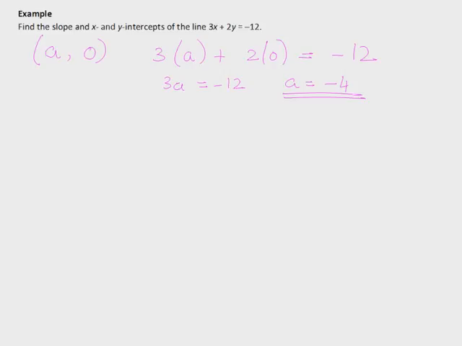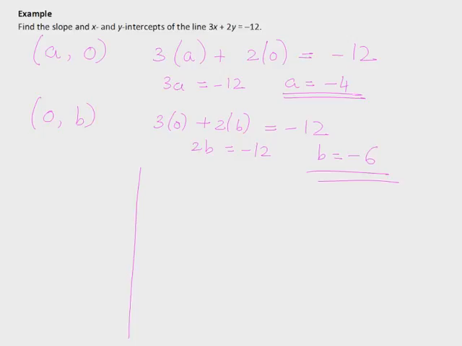How about the y-intercept? The y-intercept is the point where the line hits the y-axis. So its x-coordinate is 0. So let's call the y-intercept 0, b. And I can plug this into the equation. So I'll get 3 into 0 plus 2 into b is equal to minus 12. That's 2b equal to minus 12, b equal to minus 6. So the y-intercept is minus 6.